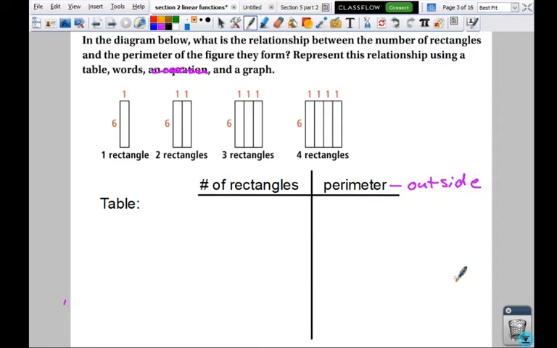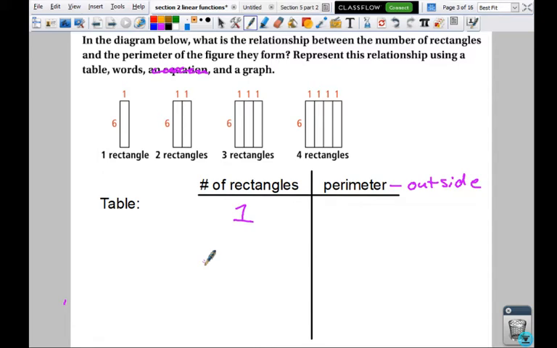So what we're going to do is we're going to look at the number of rectangles, and then we're going to see how much distance there is on the outside. And we're going to start with the table. Then we are going to use some words, and then we're going to make a graph. So I'm going to start with when I have one rectangle. When I have one rectangle, I want to figure out what my perimeter is.